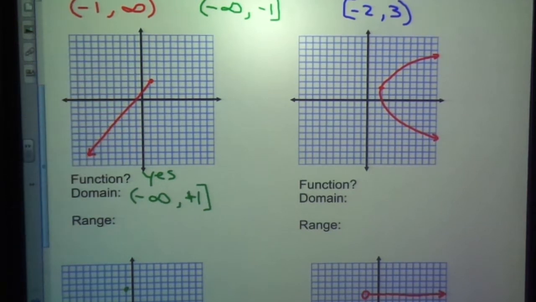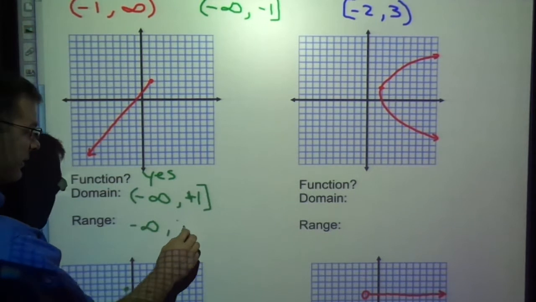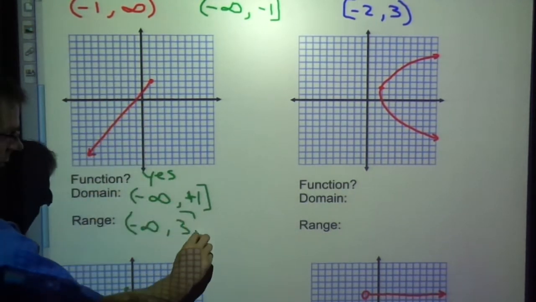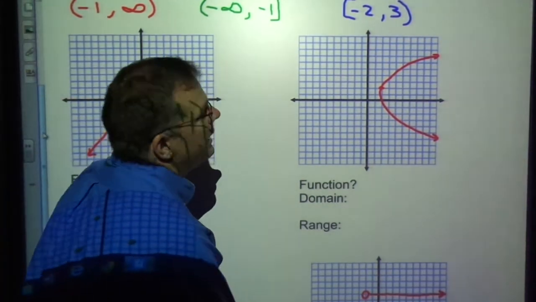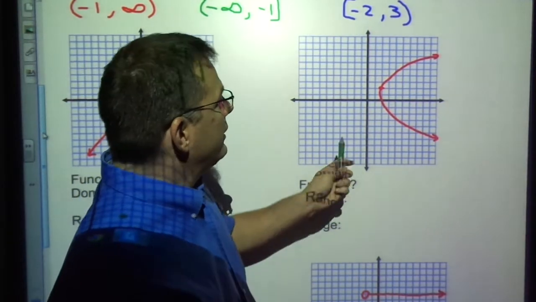From positive 3 on down. So anywhere from negative infinity up to positive 3. And again, we never include infinity, but positive 3 is included. Okay, looking here. Is there any x value that might possibly have more than one y value?